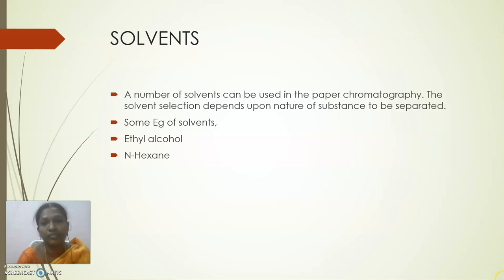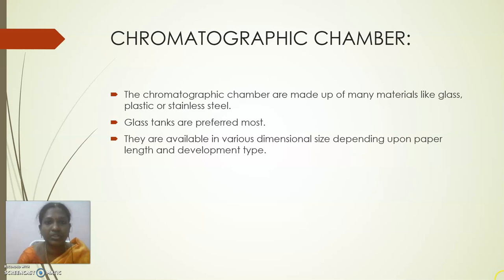Solvents. There are a number of solvents we can use in paper chromatography, some examples like ethyl alcohol and N-hexane. And the next one is the chromatographic chamber. The chromatographic chamber can be made of many materials like glass, plastics or stainless steel. The glass tanks are preferred most and are used in the lab. They are available in various dimensions depending upon the paper length and the development time.